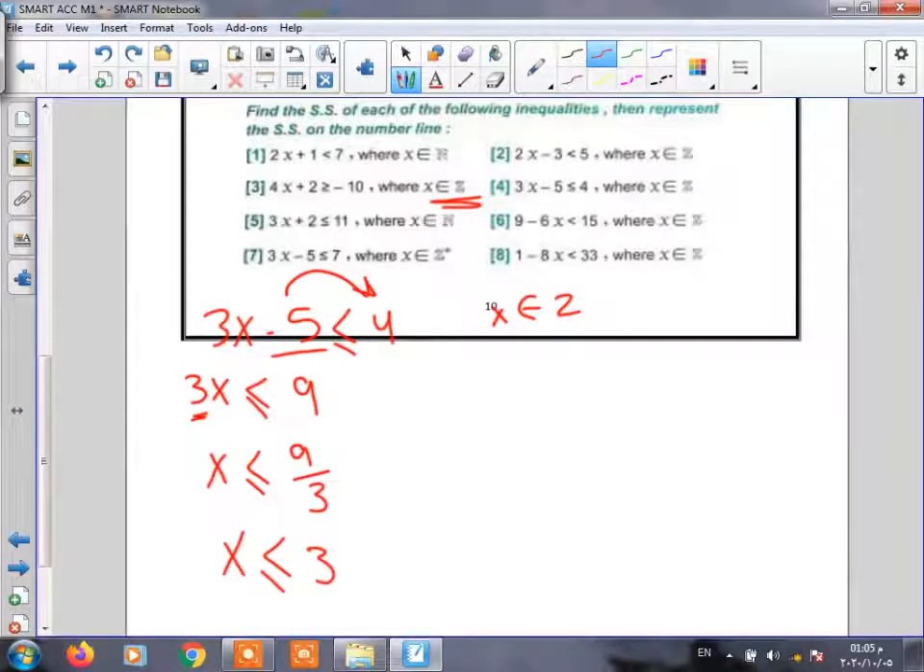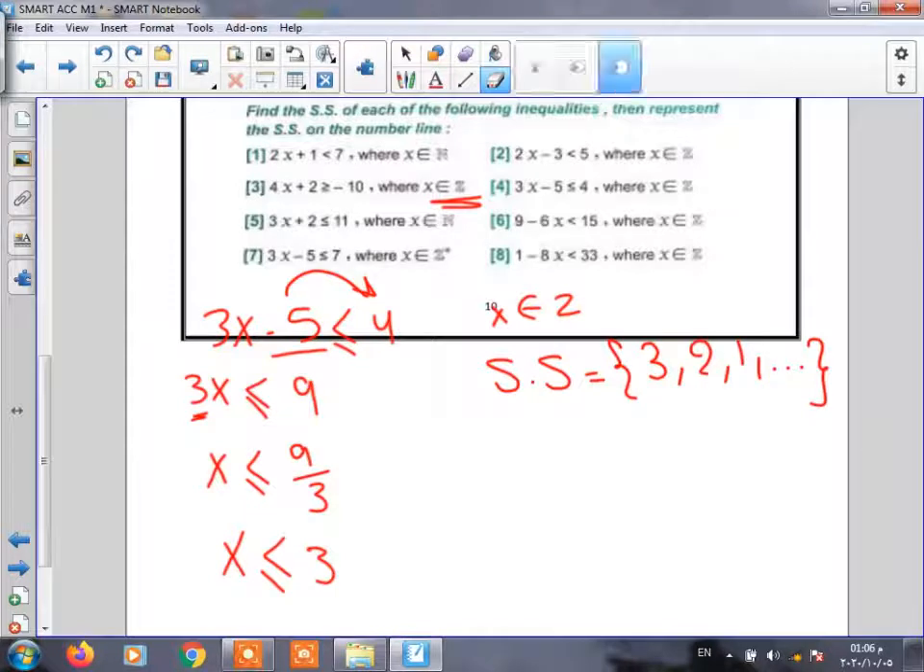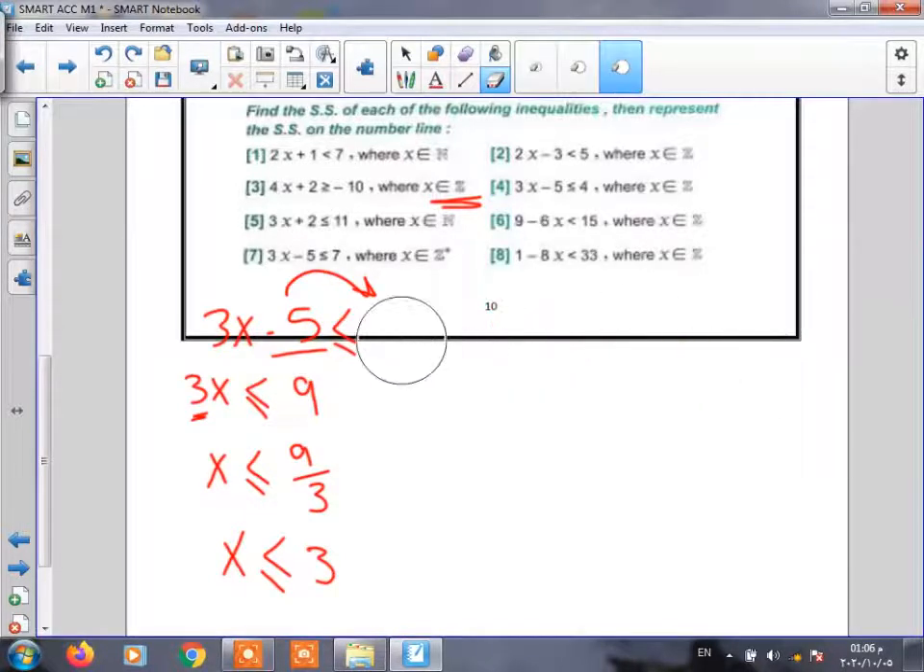Here x belongs to Z. Let's see, here the solution set equals 3, 2, 1, and so on. Okay, let's continue. Let's take question number 5.